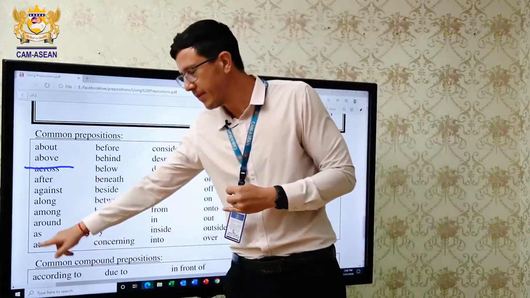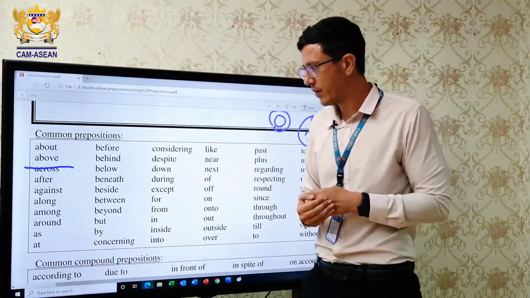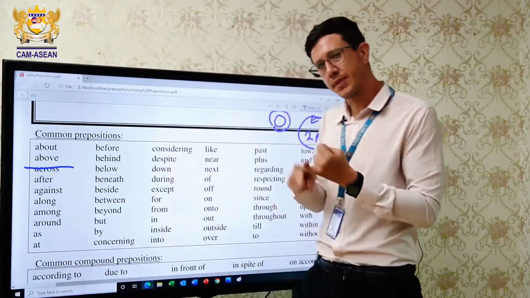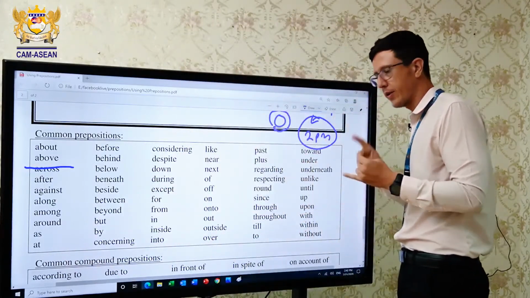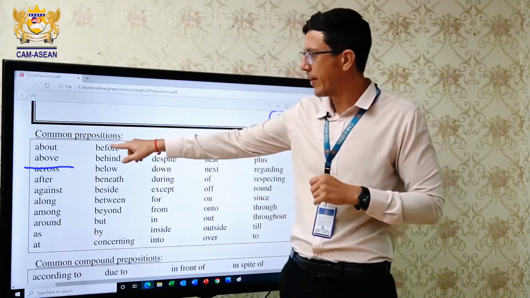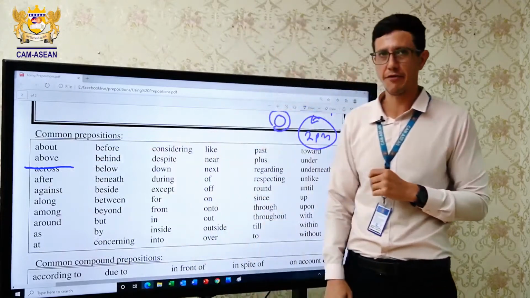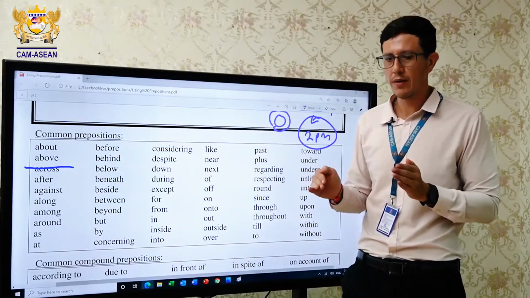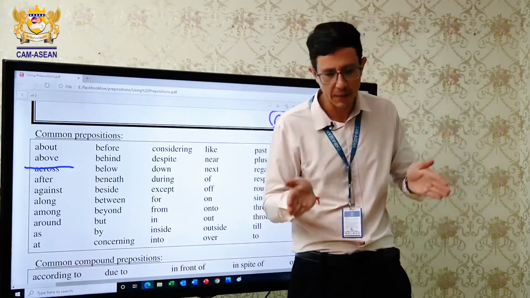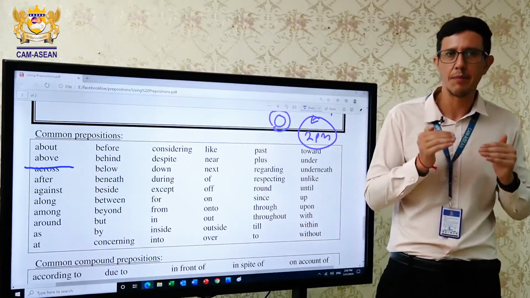Now, as means example or like. At, specific place or specific time. At is always specific. Before is the opposite of after. So before this class, after this class. Before is the time before, the time previous.